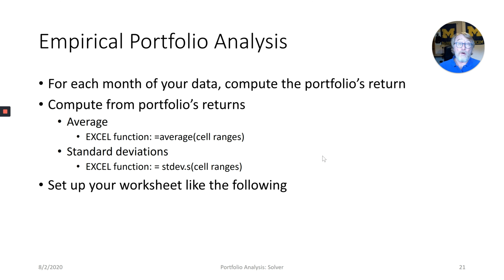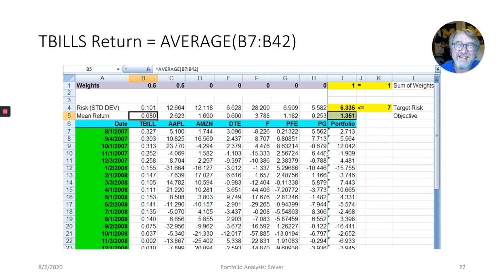Okay, so empirical portfolio analysis. What we're going to do is for each month, we're going to compute a portfolio return, given some weights. And then we get the average for the time periods and then the standard deviation. And here's one way of setting up your worksheet if you're interested in playing around with it. It's kind of simplistic, but it works, which is really great. Again, I like simple stuff. So just set it up like this. Put a couple columns in, put the weights up at top. These are your portfolio weights. We're going to have Solver pick the weights to do what? Maximize the mean return, which will be over here, subject to a risk.